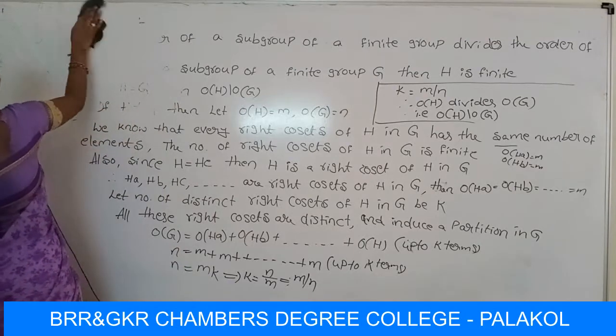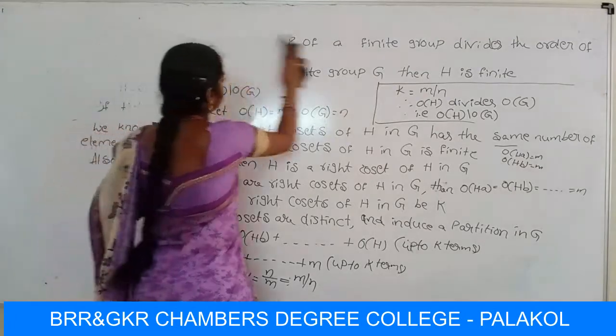Next definition: normalizer of an element of a group.